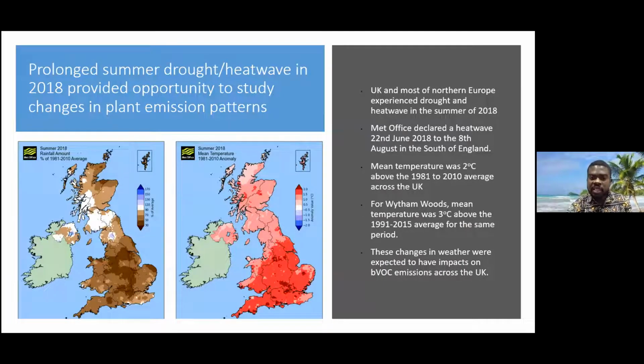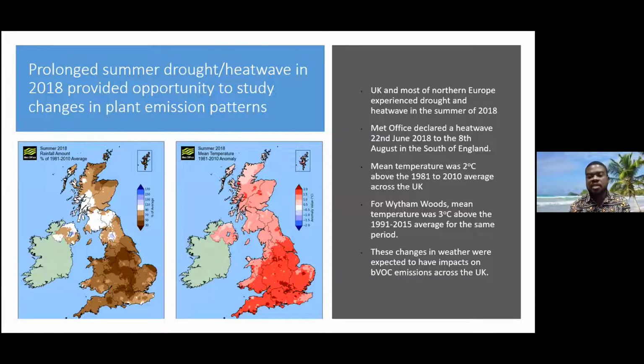So in 2018, the United Kingdom experienced a prolonged heat wave and drought. And as shown by the plots from the Met Office, for rainfall on the left and temperatures on the right, most places in the UK actually had a reduction in rainfall. So as much as a 70% decline in rainfall for parts of southern England. At the same time, temperatures rose significantly, more than 2 degrees Celsius above average for that time of year. And this was also experienced across Europe. Most places in Europe experienced this heat wave and drought.